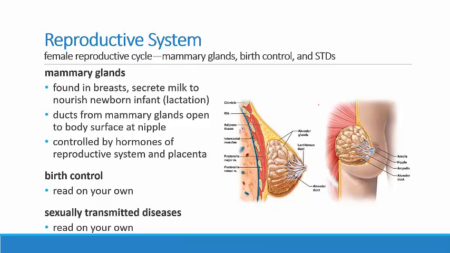The ducts from the multiple mammary glands found in the breast all come to the surface of the body at the nipple, and there are multiple ducts. You know, my wife and I were shocked to discover that there are so many openings there at the nipple. It's almost more like a shower head than a single water faucet.